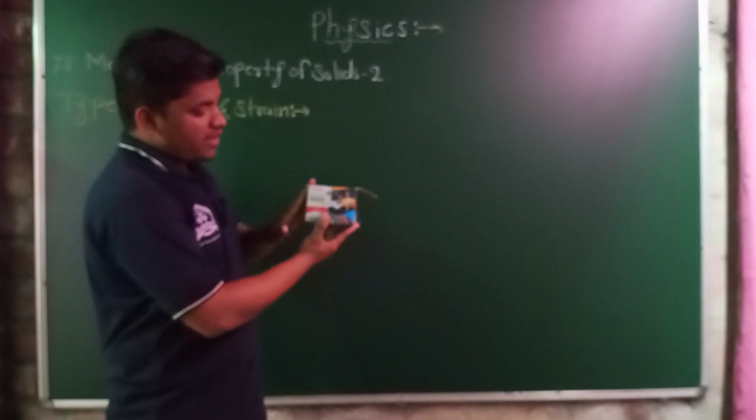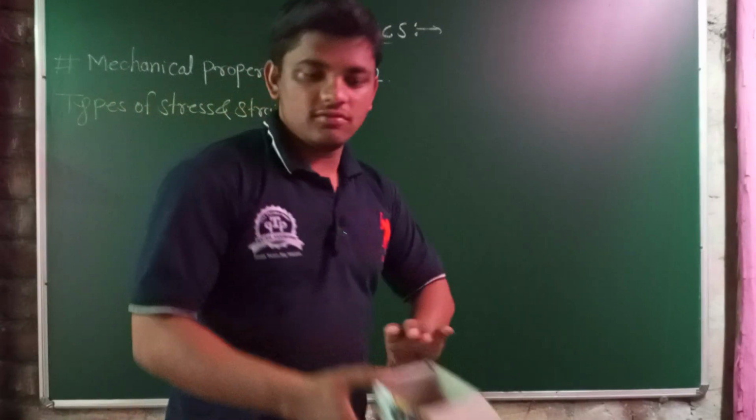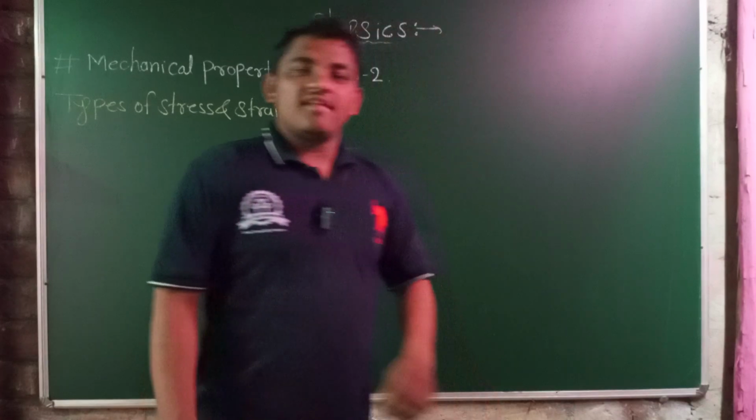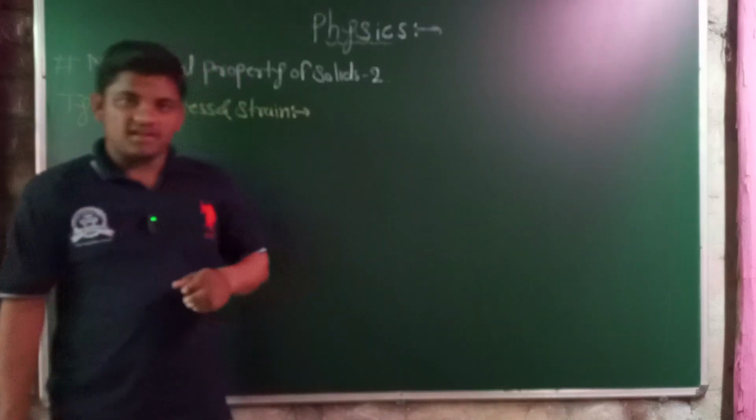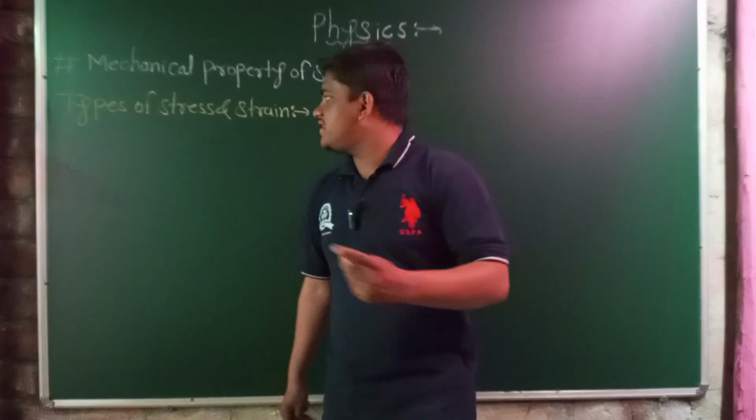I will give an example here. This is our chalk box. When we apply the force like this, the shape of the box changes. This is another type of stress and strain. We mainly discuss three types of stress and strain in this lecture.